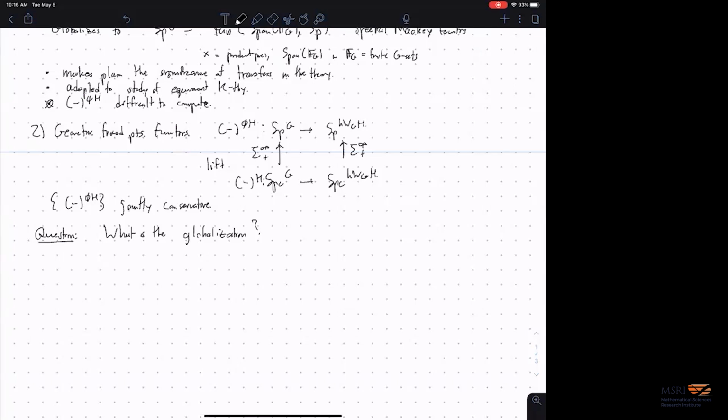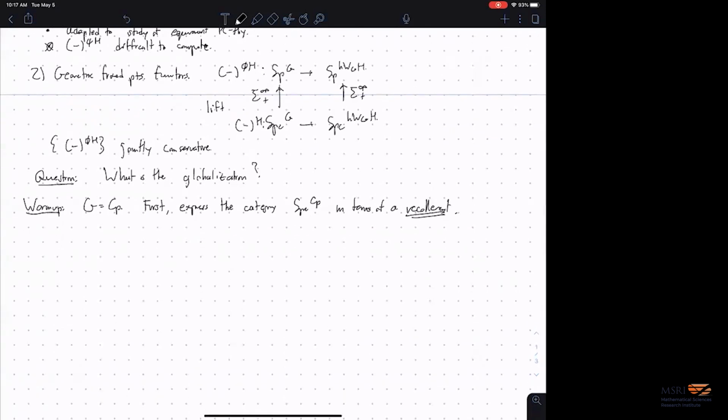So as a warm-up, I'd like to go through the case of C_p, a cyclic group of prime order, in which case a lot of the theory simplifies drastically. So first, let me express the category of G spaces in terms of so-called recolement. This notion of recolement is the fundamental concept which undergirds everything I'm talking about. So let's recall, if you have never seen this notion, the idea of recolement.